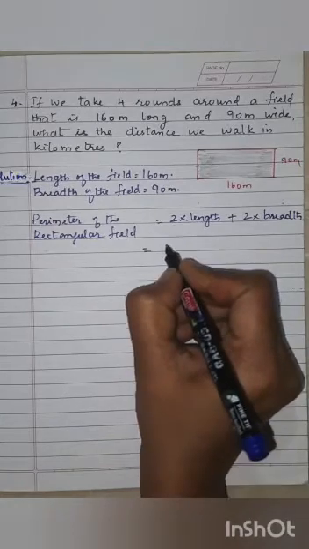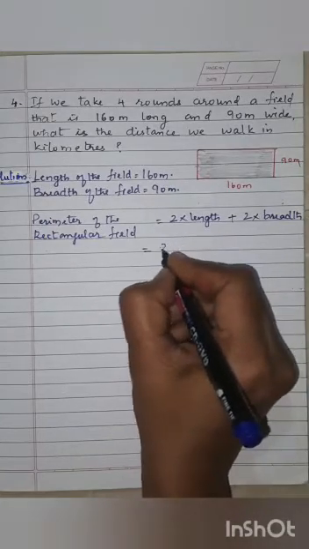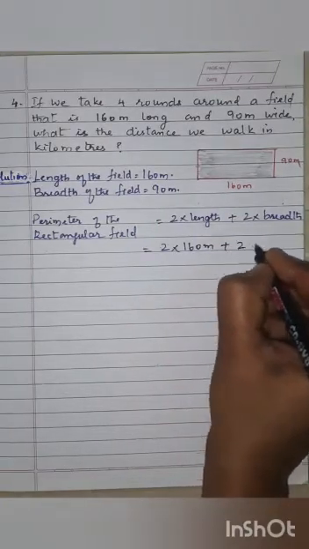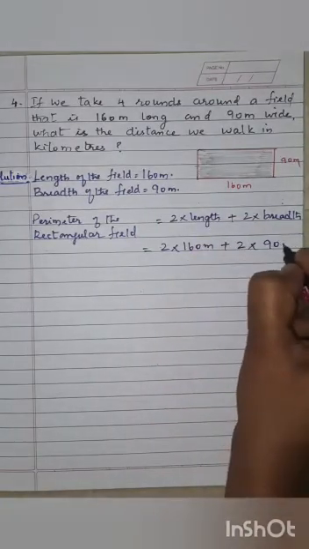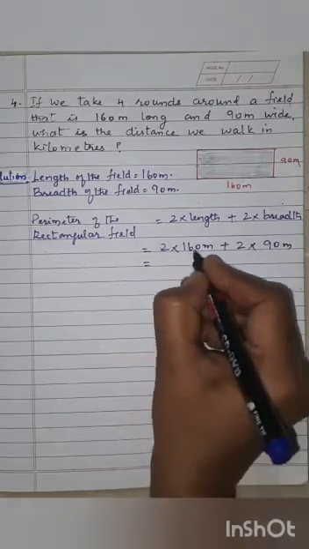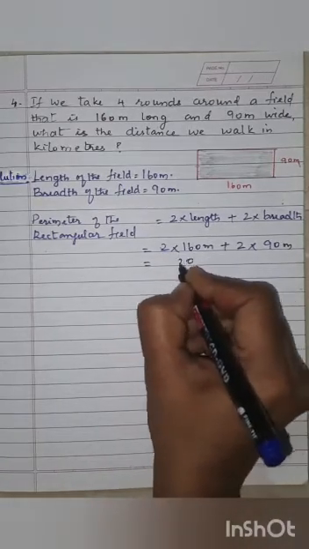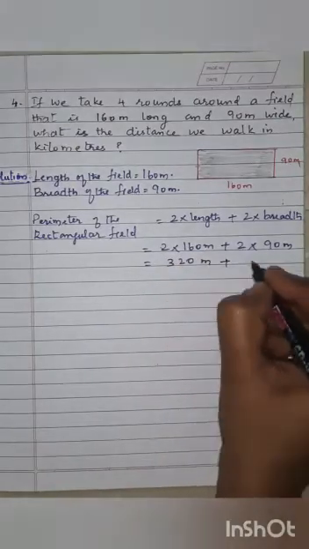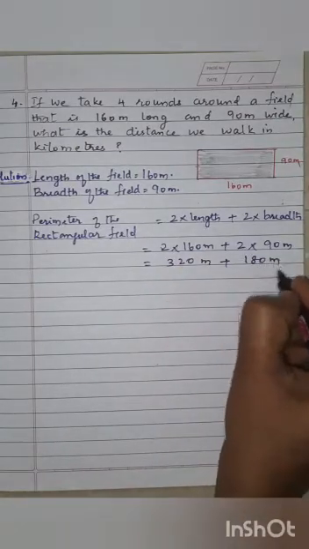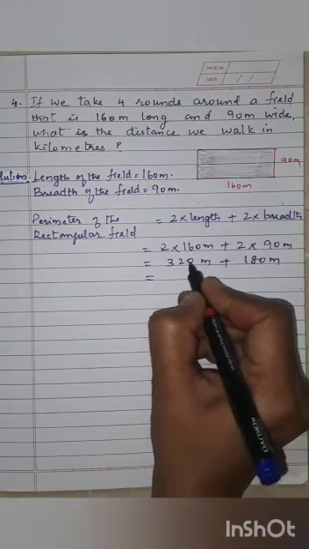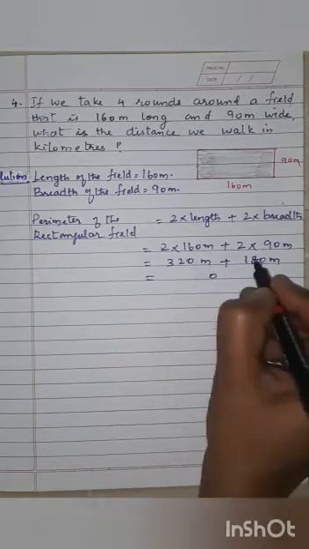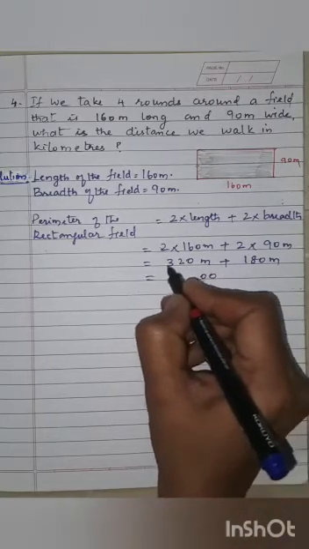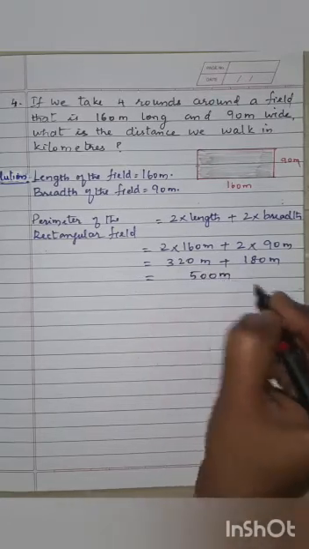Okay, so that means now substitute the values. 2 into length is how much? It is 160 meters, plus 2 into breadth, which is 90 meters. So 2 zeros is 0, 2 6s is 12, carry 1, 2 1s are 2, it is 320 meters, plus 2 90s, it is 180 meters. So now when we add, we get 0, 2 plus 8 is 10, carry 1, 4, 4 plus 1 is 5, 500 meters.